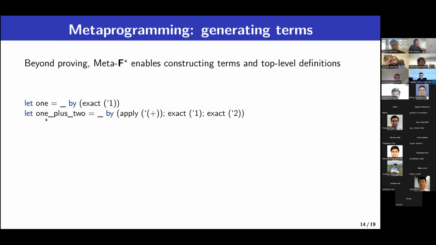And the second way here is, again, a roundabout way of defining the addition of 1 plus 2. So we apply this plus operator, and this plus operator has 2 hypotheses. So now we get 2 goals, and we've got exact 1, exact 2 to solve these 2 sides. So this defines really just 1 and 1 plus 2.